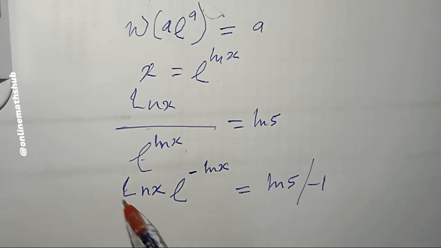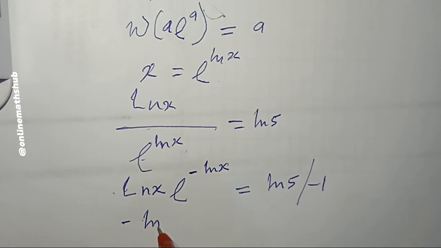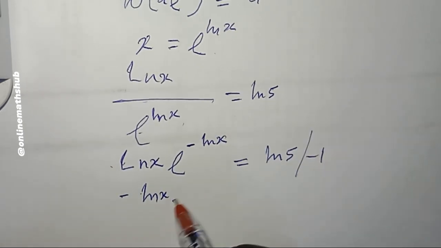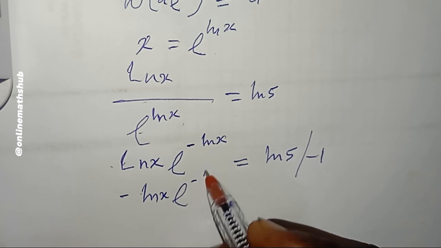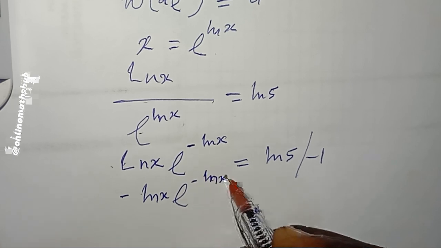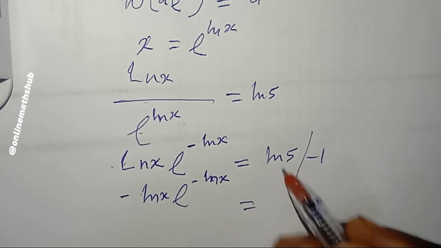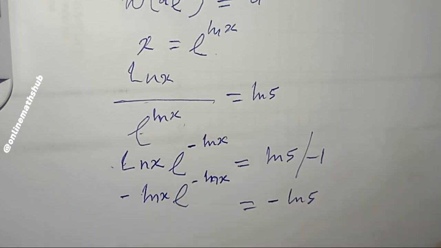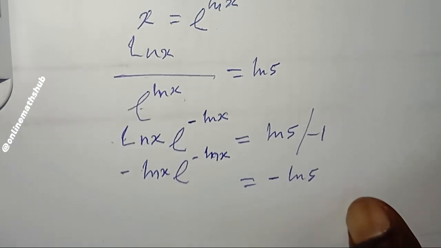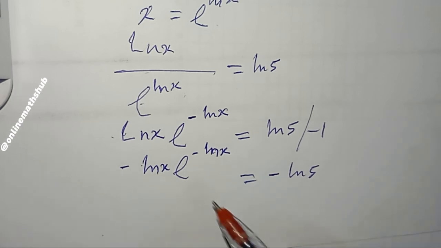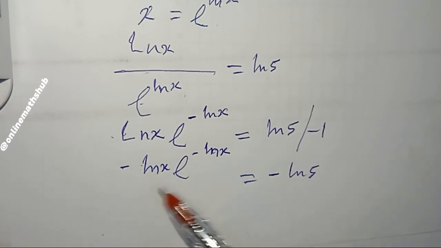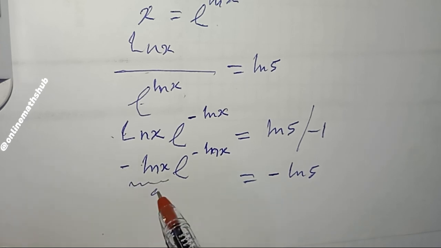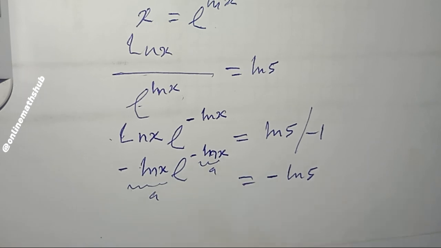So if I do that, I'm going to have a negative natural log of x multiplied by exponential negative natural log of x is equal to, and I'm also going to do that here, so I have a negative natural log of 5. Okay, so of course you can see that we've achieved that. In this case, this is our a, and of course this is also our a, so it is now in the form of a exponential a.